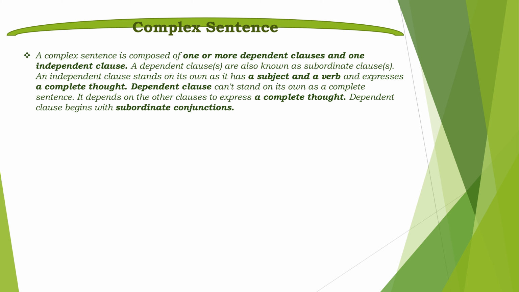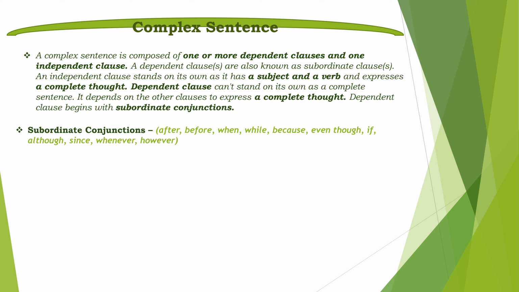A dependent clause can't stand on its own as a complete sentence. It depends on other clauses to express a complete thought. A dependent clause begins with a subordinating conjunction. These are some of the subordinating conjunctions: after, before, when, while, because, even though, if, although, since, whenever, however.